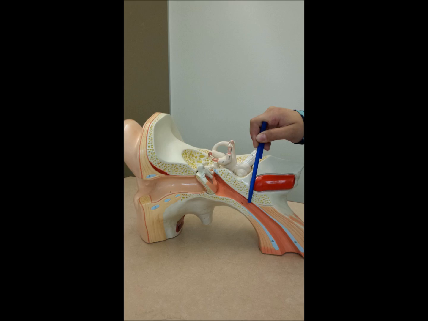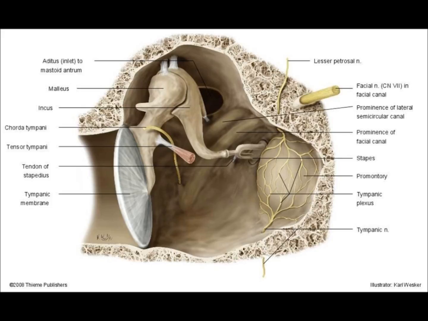And the eustachian tube, shown here, serves to maintain balanced air pressure in the middle ear by letting air enter or escape. Next, we'll discuss the ossicles of the middle ear, which are a series of bones that help convey the sound to the inner ear.